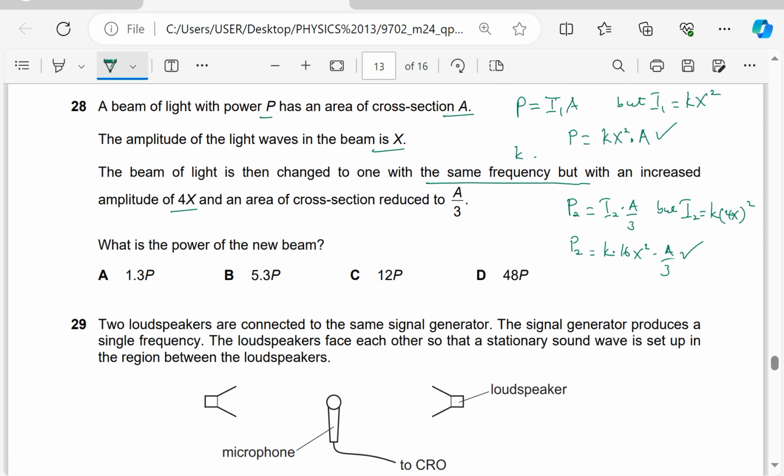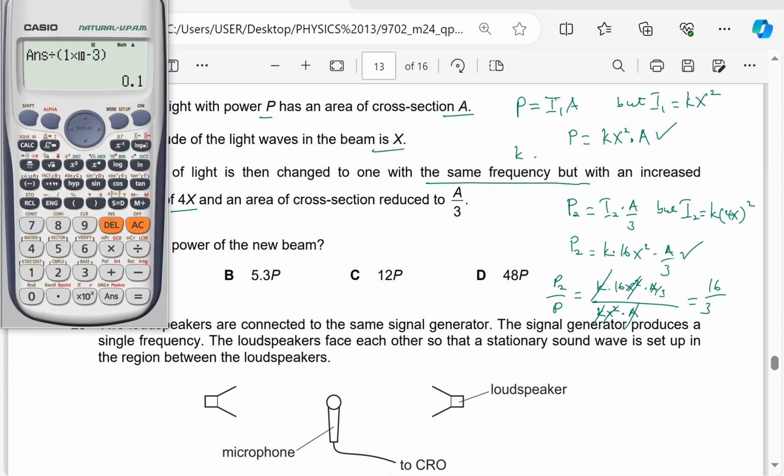Now I'm going to divide the two equations. I'll say P2 divided by P is equal to k times 16x squared times A over 3, divided by k x squared times A. So k cancels, A cancels, x squared cancels, so I remain with 16 divided by 3. Yes, 16 divided by 3.